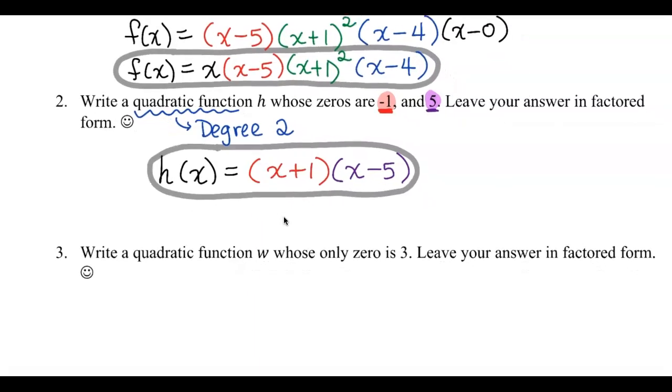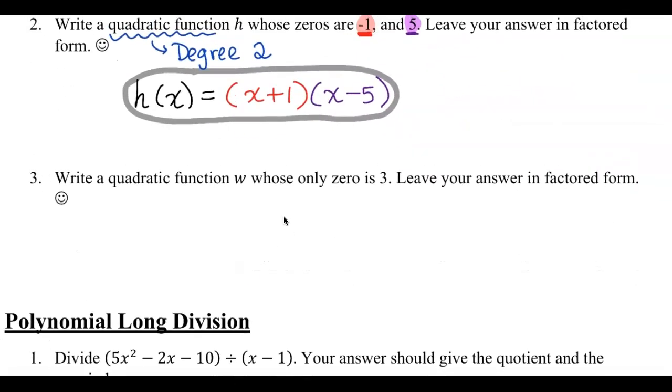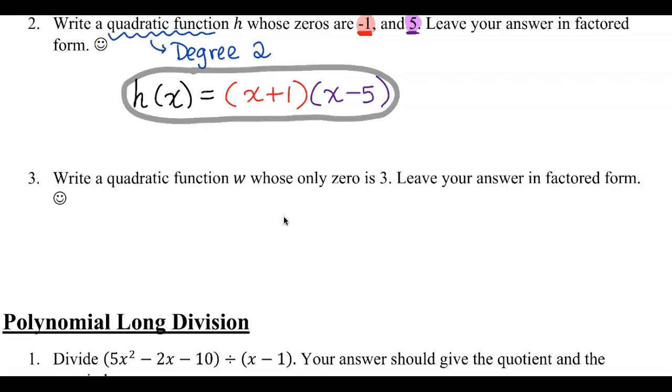Let's look at the last example. It says write a quadratic function w. Again, because it's a quadratic function, we know that the degree is 2. And so I go ahead and say w of x equals. But we need 2 zeros, and we have a little bit of a problem over here because they said the only 0 is 3. So I get to write the first factor, x minus 3.